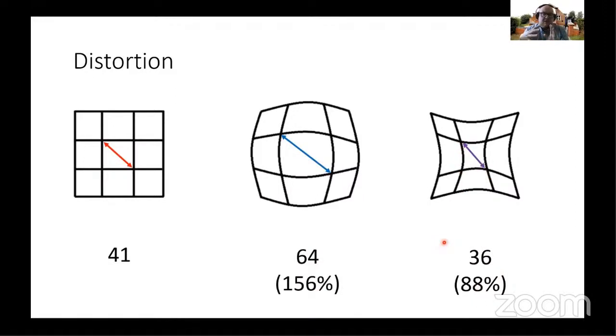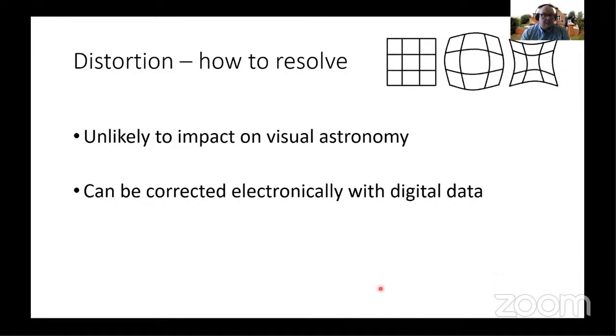So if you're doing precise astrometry, and you're trying to work out the distance of stars in a given field of view, if you've got distortion, then that is problematic. So it's unlikely to impact on imaging or on visual, but if you're doing precise measurements, it could be a problem, but you can generally correct this by digital methods from digital data.